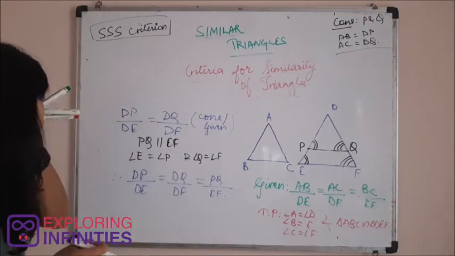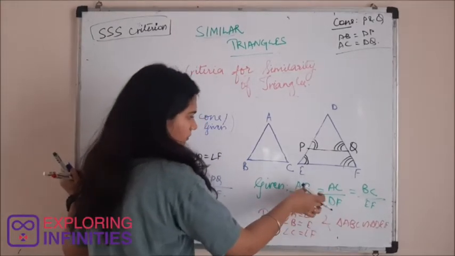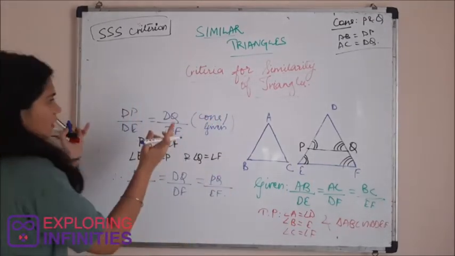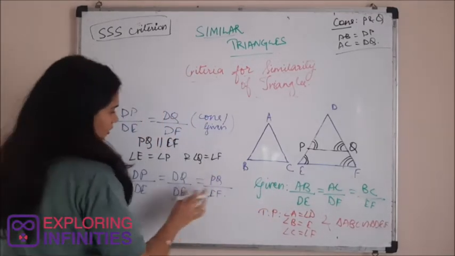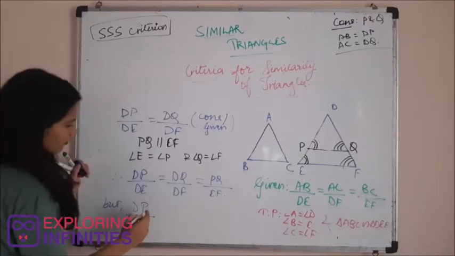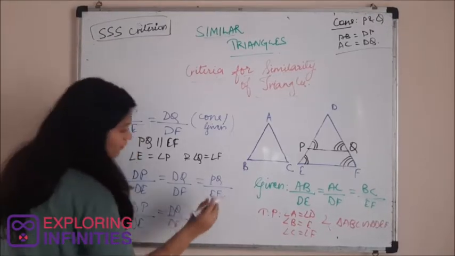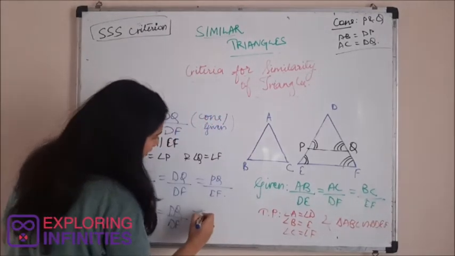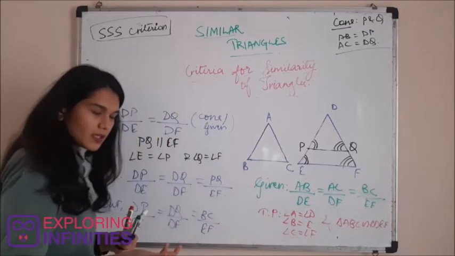Right. Now, we are given this condition that AB divided by DE is equal to AC divided by DF, which is equal to BC divided by EF. Since we have replaced AB and AC, we can also write this as DP divided by DE is equal to DQ divided by DF, which is also equal to BC divided by EF. How? Because it is already given.